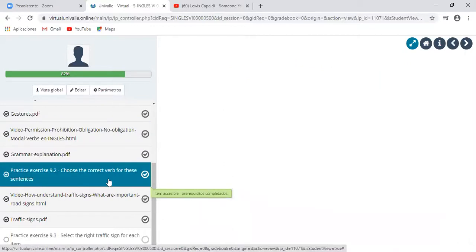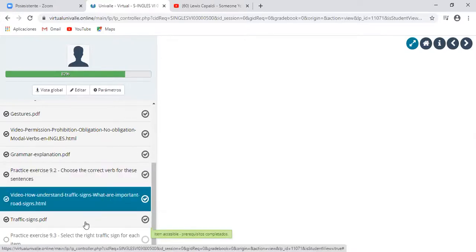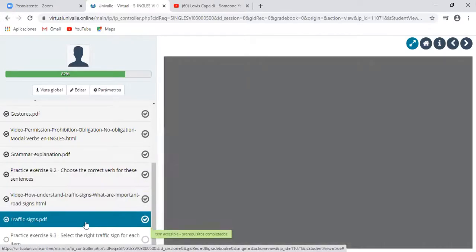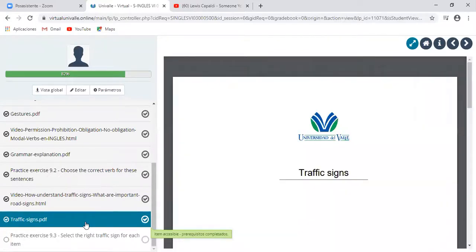Okay, in here you're going to make this practice exercise. Unfortunately, I don't get the exercise here in the platform. I don't know why, but you can do it. It's very easy. It's according to the modal verb, so you're going to select the correct verb for the sentences. And now we are going to be talking about the importance of traffic rules or sign rules.